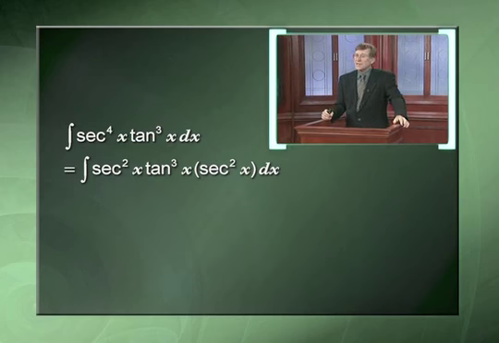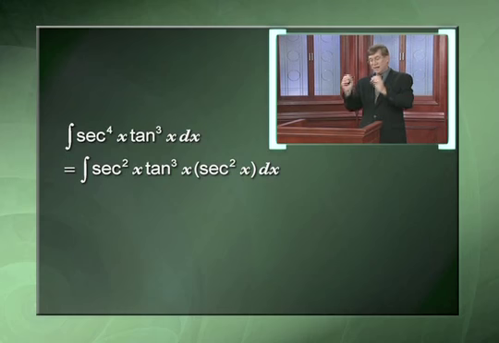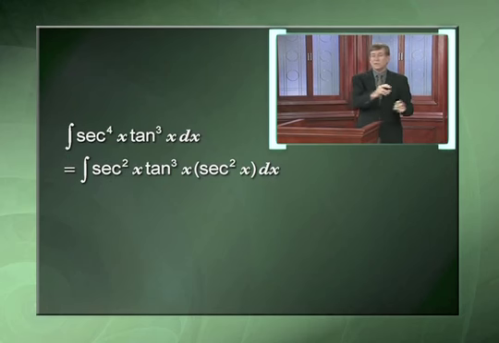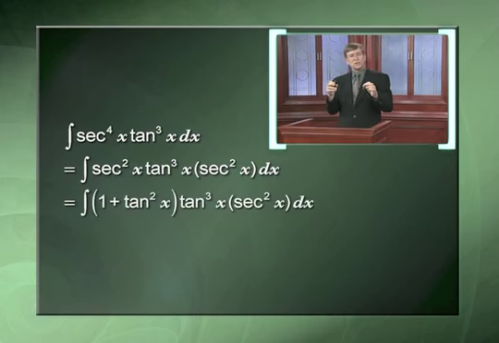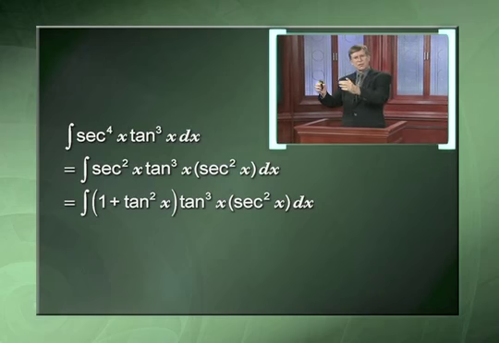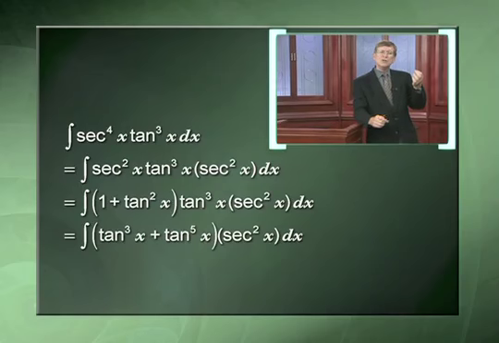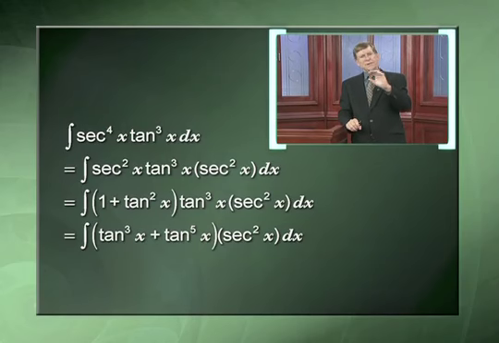Now convert that secant squared on the left to 1 plus tangent squared by the trig identity: tangent squared plus 1 is secant squared. So now I have 1 plus tangent squared times tangent cubed, all multiplied by secant squared dx. Well, combine all the tangents together. You have tangent cubed x plus tangent to the fifth x, all times secant squared.